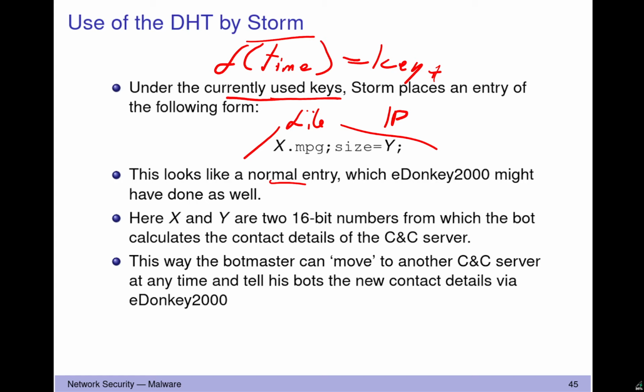And these X and Ys are 16-bit numbers from which the bot calculates the contact details of the Command and Control server. So even if you just have this, you cannot say this is some, so it's plausible deniability, so you can say this was just a file announcement, and it's just by chance that it comes up with the CNC server details. So it's combined steganography with a distributed system. And with that, the CNC server can move to new IP addresses as it wishes and tell the bots every time where it can be found.